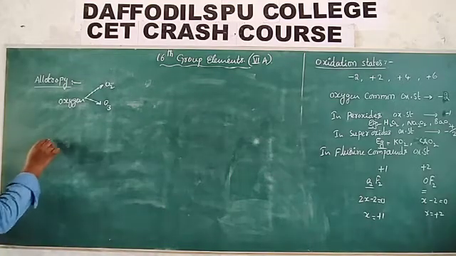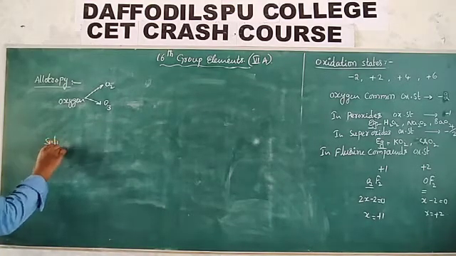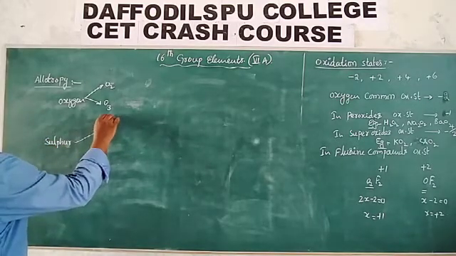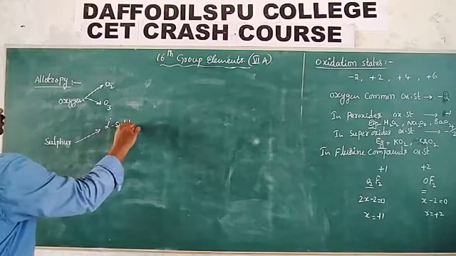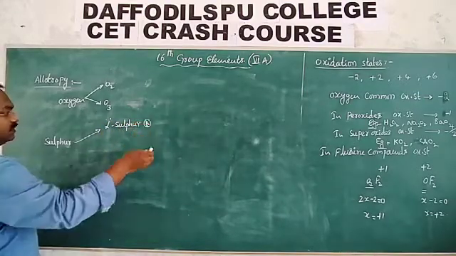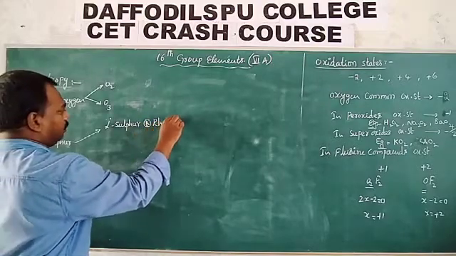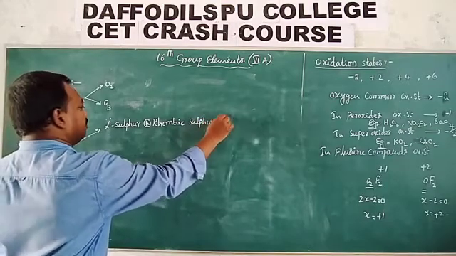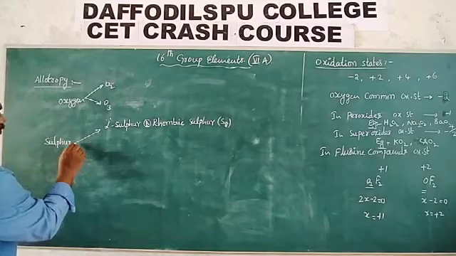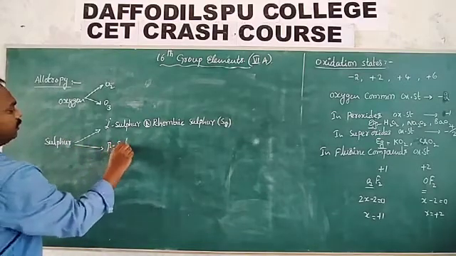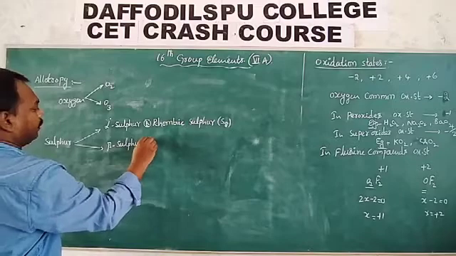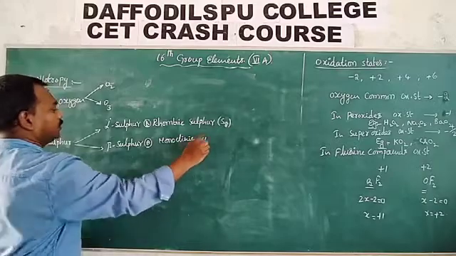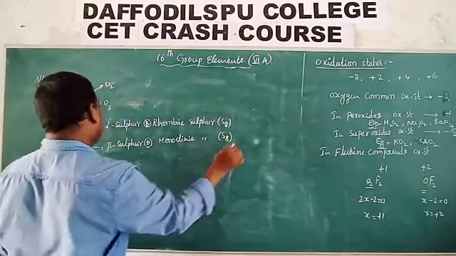Sulfur has a number of allotropic forms. Alpha sulfur, also known as rhombic sulfur. This rhombic sulfur is in S8 form. Beta sulfur, this is monoclinic sulfur. This one also is in S8 form.